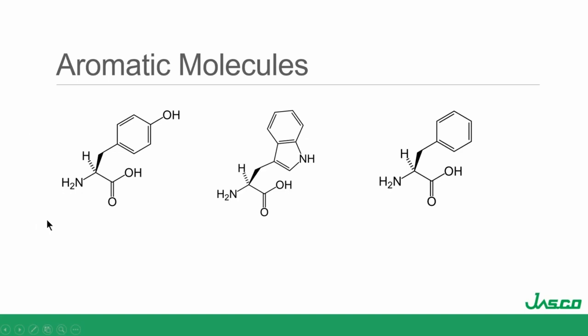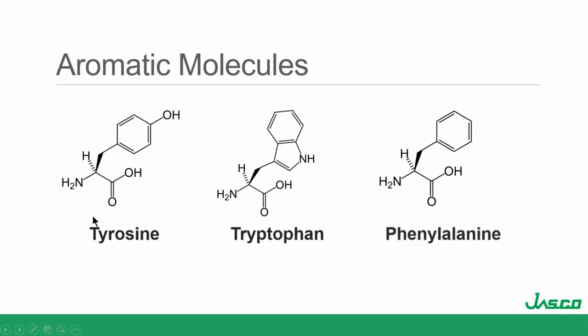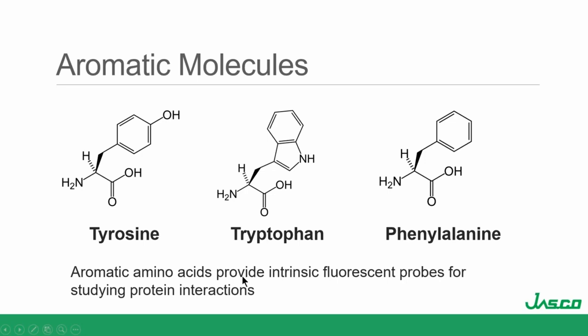My biochemists in the room should be liking these molecules: tyrosine, tryptophan, and phenylalanine. These are the 3 aromatic amino acids, which are awesome because they provide intrinsic fluorescent probes for studying protein interactions. So a great way to not have to perturb your protein with extrinsic probes, but use these intrinsic species to tag interactions.